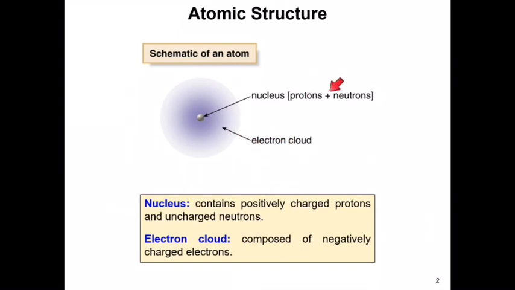The protons and the neutrons make up the nucleus, and the nucleus is located at the center of the atom. The electrons, on the other hand, are in the electron cloud, or basically in the orbits that surround the nucleus.